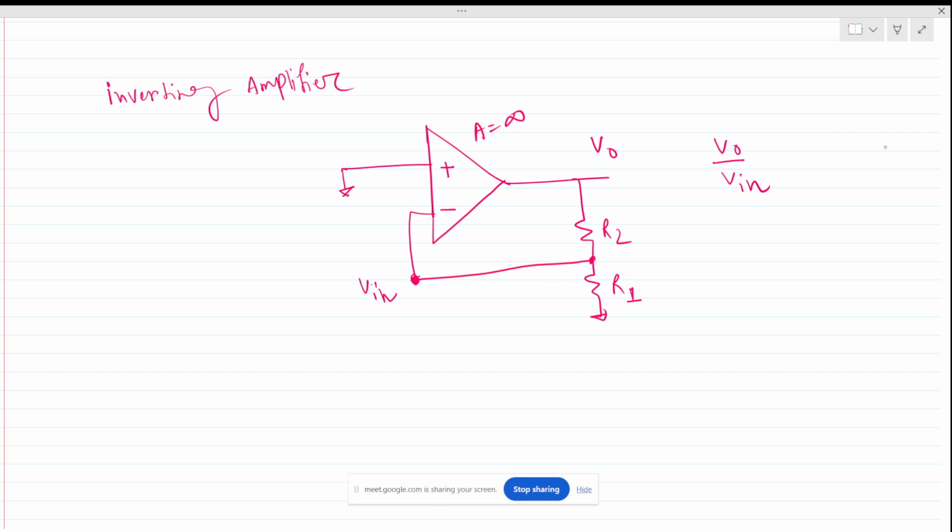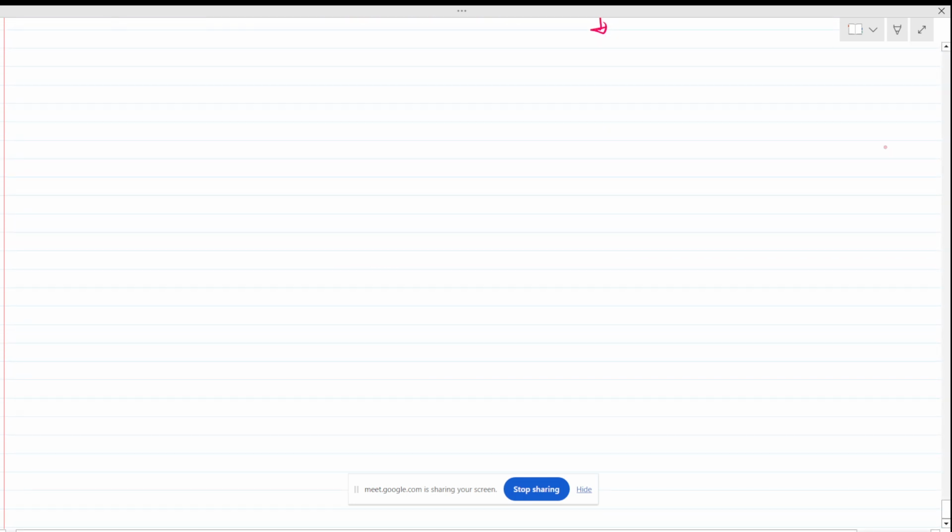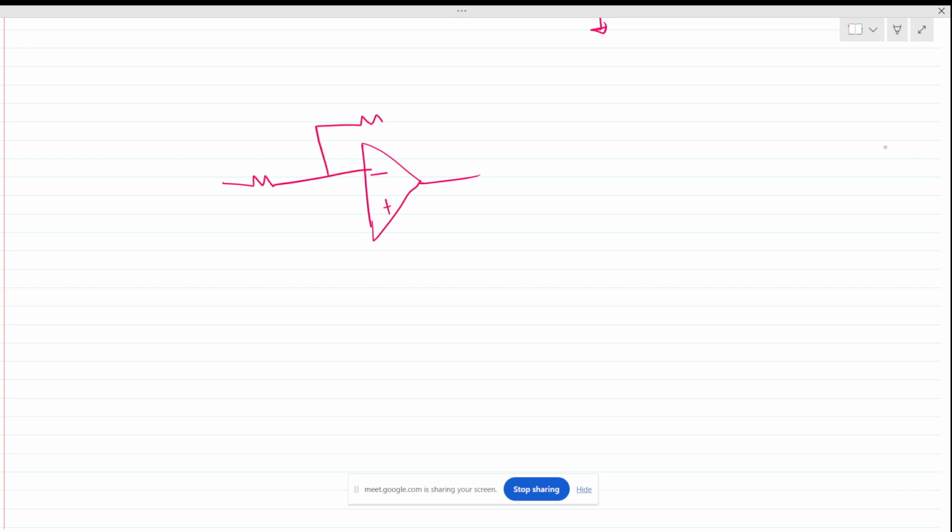This is an inverting amplifier, so the gain is minus R1 by R2. Basically, this is not the actual circuit. This is wrong. Why wrong? Because this is virtually shorted, but this is not possible, right? This is ground, this is V in, this is not okay. Actually, I intentionally made it wrong. So the circuit is the following.